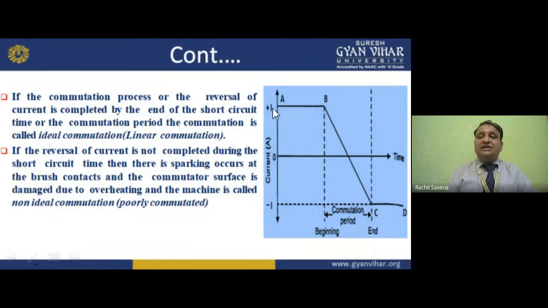This graph shows basically the plus I and minus I, which means reversal of current is there. Within the commutation period, I am getting beginning and ending, so it is linear, or ideal. If it is not so, then it is known as non-ideal commutation, or poorly commutated. And due to this, what happens? Spark occurs, and that will overheat and burn the commutator. That is important. I hope you understand.